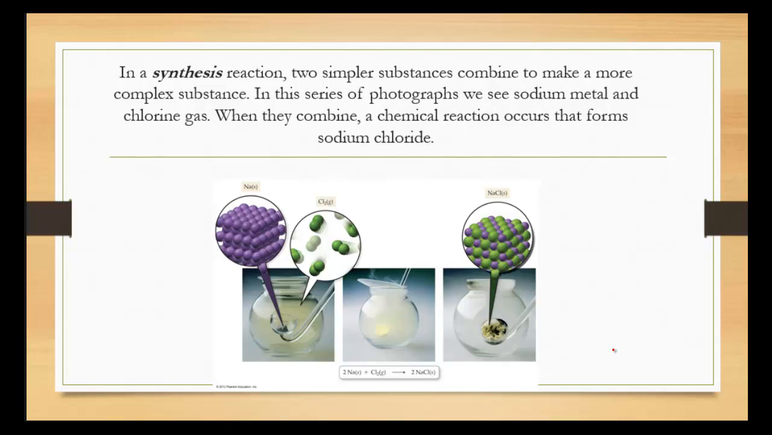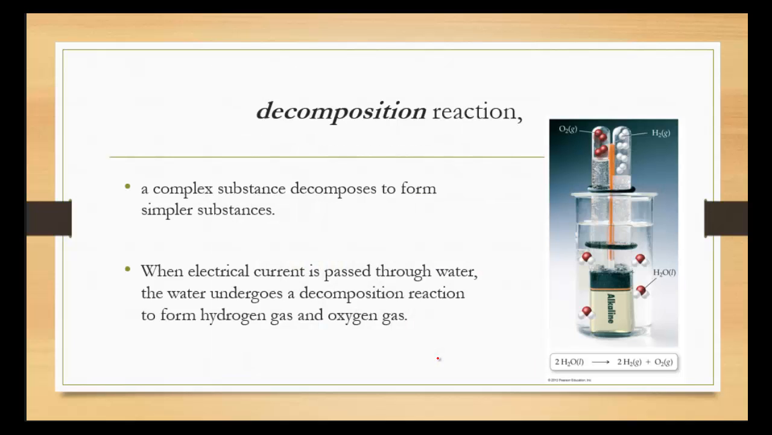So, synthesis reactions. That's when 2 things come into one. So for instance here we have sodium reacting with chlorine to produce sodium chloride. So we have 2 different things coming together into a single substance at the end. Decomposition is the exact opposite of that. It's where we have a more complex compound breaking into simpler substances.